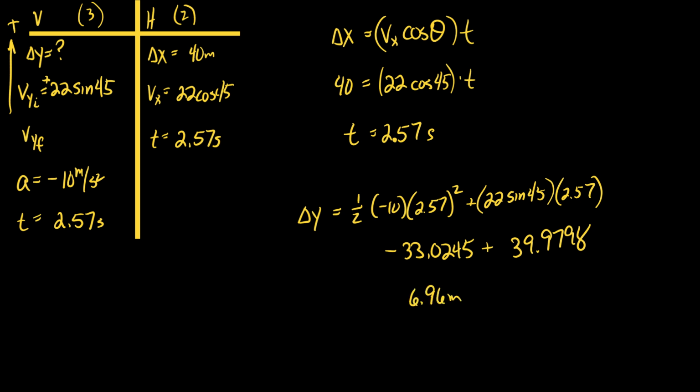I get 6.96 meters. So the ball will be 6.96 meters above where it started. Is that enough to make it over the uprights? Yep, by a long shot. This one makes it, no problem. So, yay, this kick is good enough to score if it can pass the defenders.